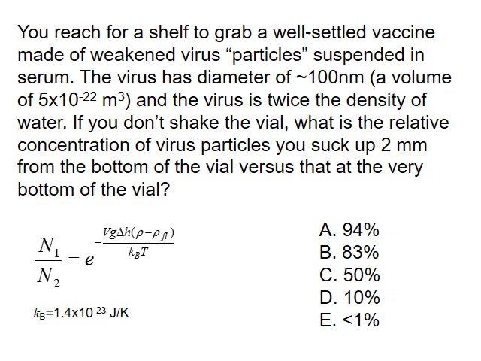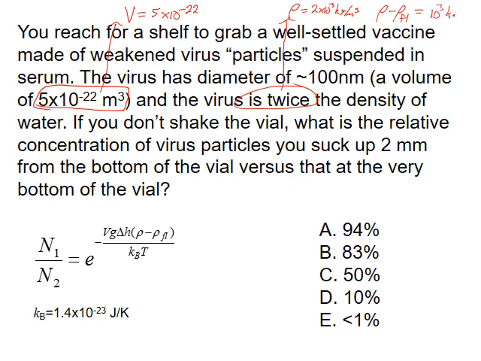So then we can do a more mathematical question. This one takes some time to work out. You reach for a shelf to grab a well-settled vaccine made of a weakened virus particle suspended in serum. The virus has a diameter of 100 nanometers with a volume of 5 times 10 to the minus 22 cubic meters. So in the equation we have volume, so that's the thing that we're going to use, 5 times 10 to the minus 22. The virus is twice the density of water, so the density of the virus would be 2 times 10 to the 3 kilograms per meter cubed. Therefore, if I do density minus the density of the fluid, density of water is 1 times 10 to the 3. So if I subtract those two, I'm going to get just 10 to the 3 kilograms per meter cubed.